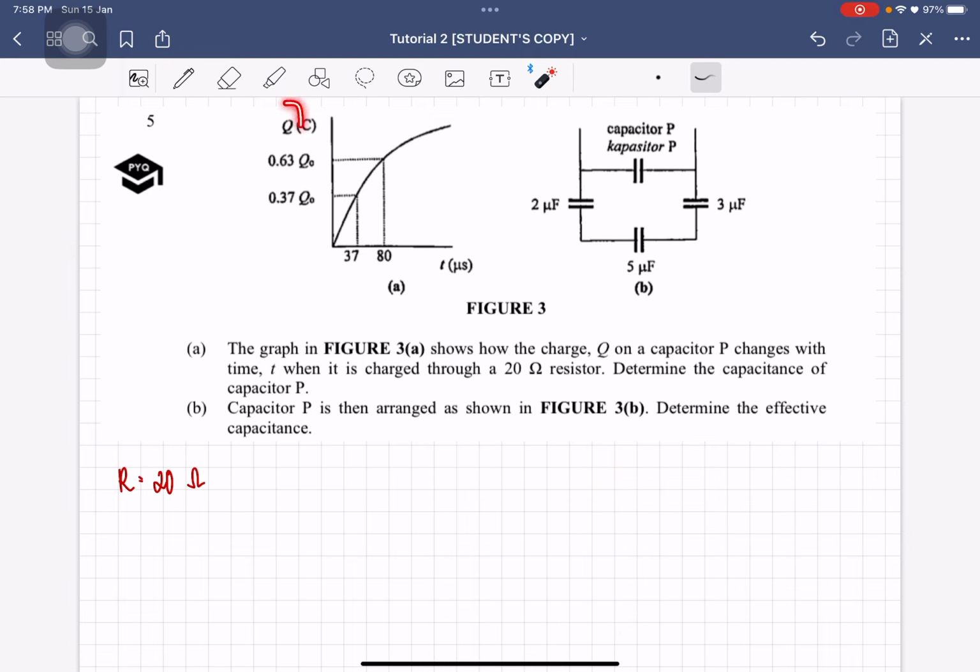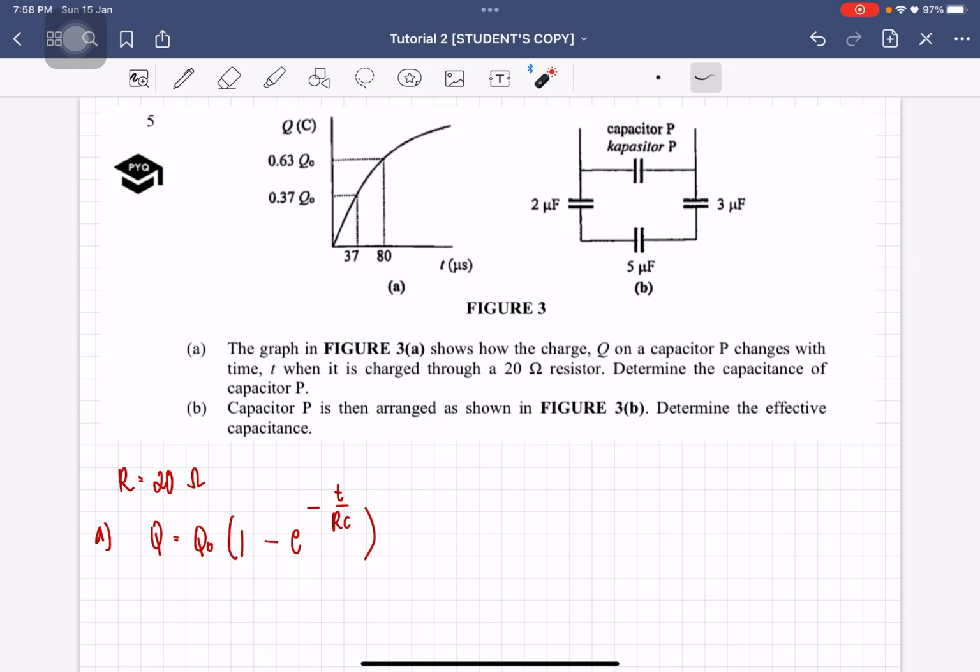We only have Q right now, so we can use the equation of Q, which is Q equals Q naught times 1 minus e to the negative t over RC. So why am I using this equation? Because this question is on charging of the capacitor. If the question mentioned it is already fully charged, and then it is connected to a resistor, that is when you are going to use the discharging equation.